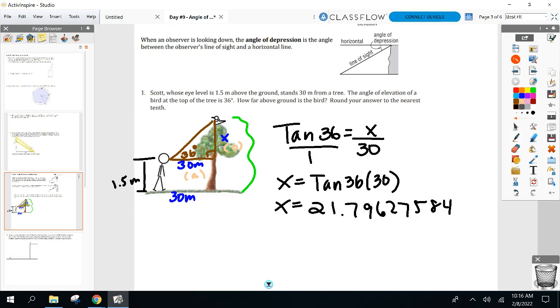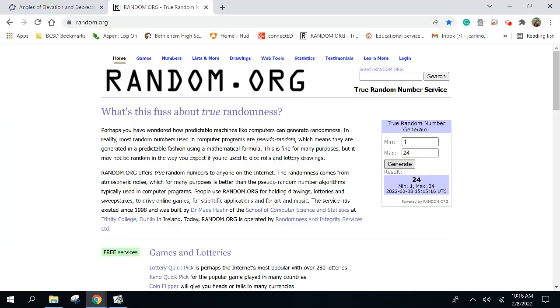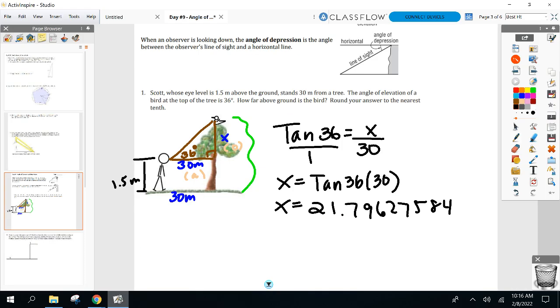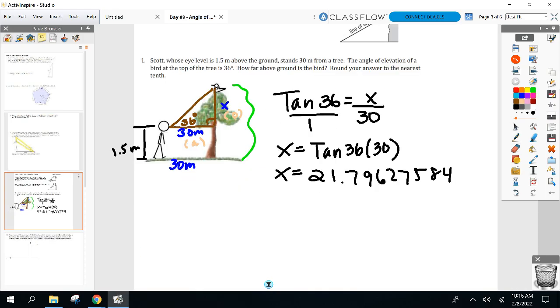So the final piece here to my answer: I just got 15 to get from the bird to the ground. To get from the bird to the ground, what do I need to do to this 21 here? Just use the number, Molly. Thank you for your explanation. 1.5, good. There you go, right? Add his line of sight in.